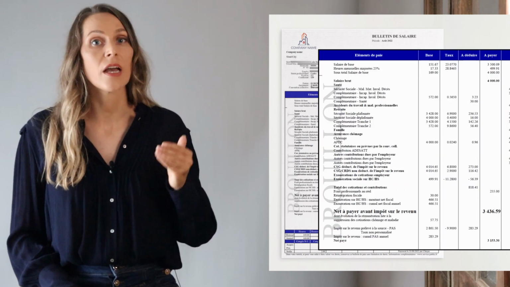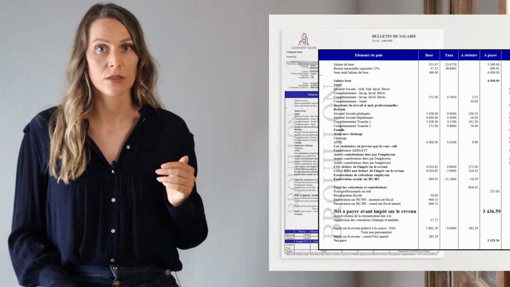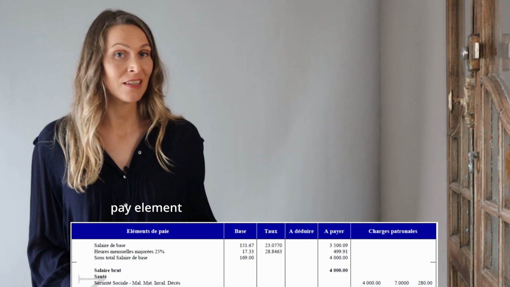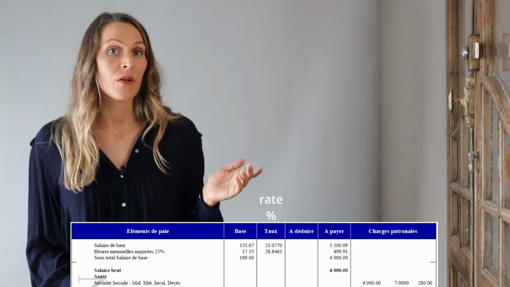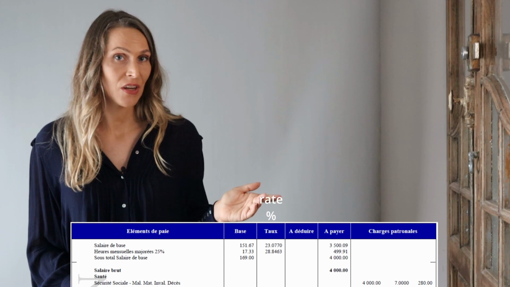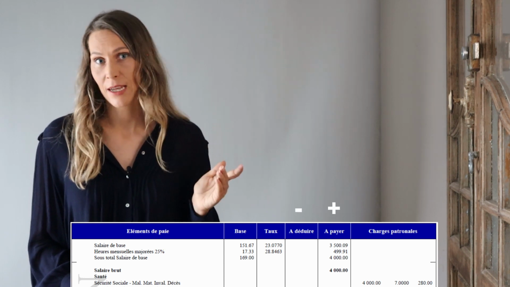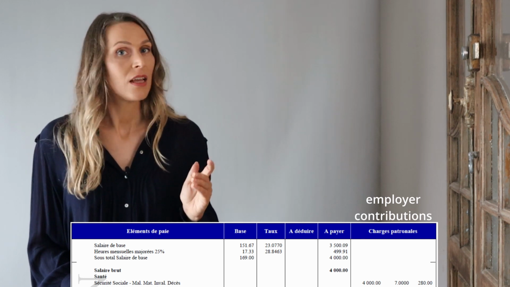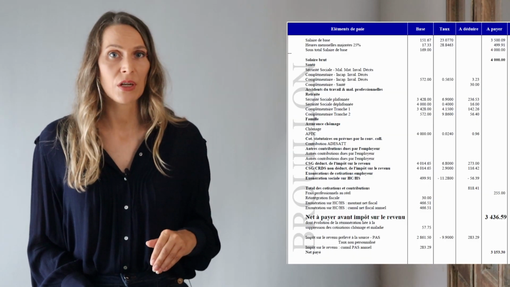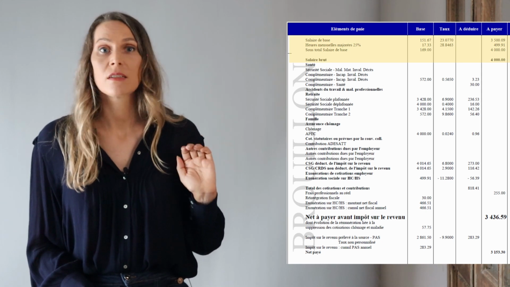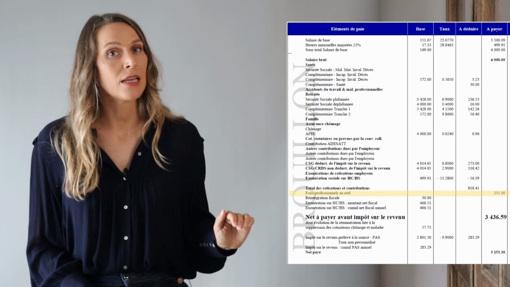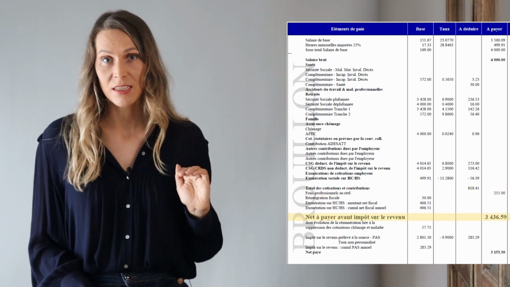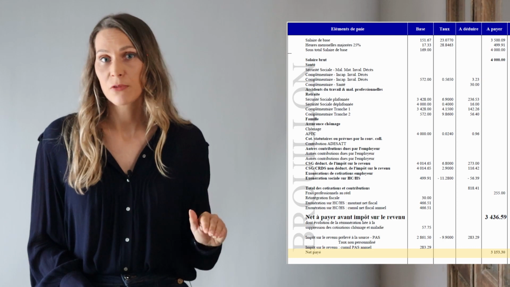Let's have a closer look at the gross to net calculation. Its structure is based on 6 columns: the pay element, the basis, the rate or percentage, the amounts to be deducted and to be paid, as well as the employer contributions. The lines can also be broken down into gross elements, social contributions, net elements, which lead to the net before tax, the taxes and the net after tax.